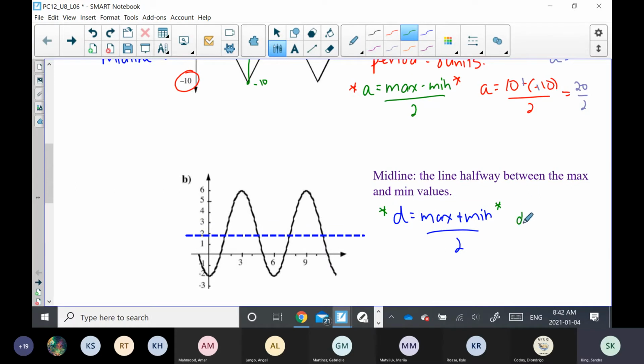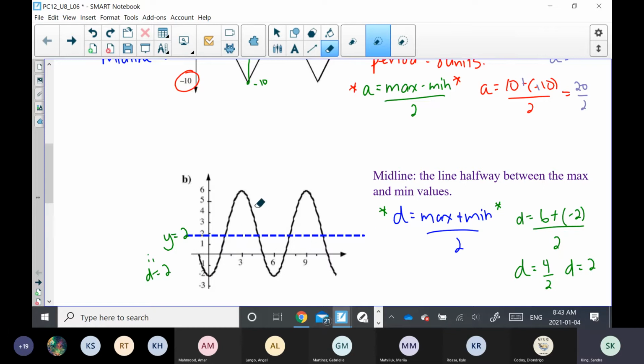So let's see if 2 is correct, and I believe it was. The max of this graph is 6, plus the min of this graph is -2. Divide that by 2. The D value is going to be 6 plus -2 is 4, divided by 2. And the midline of my graph is at 2. Y is equal to 2. That's the equation of this hatched line here. And if that's the equation of your midline, then therefore your D value is equal to 2. Okay?